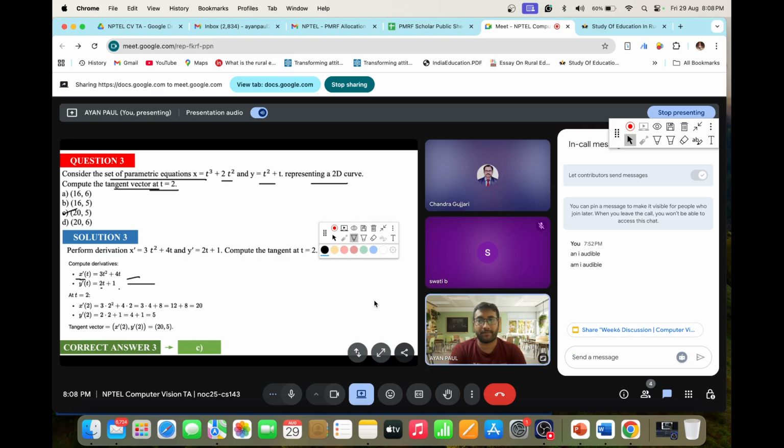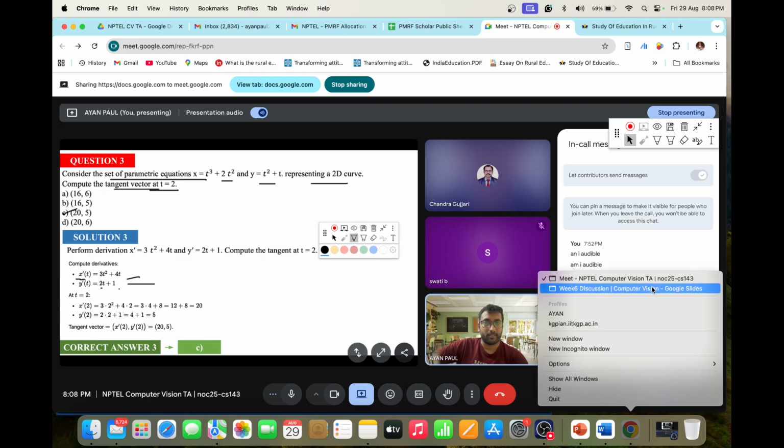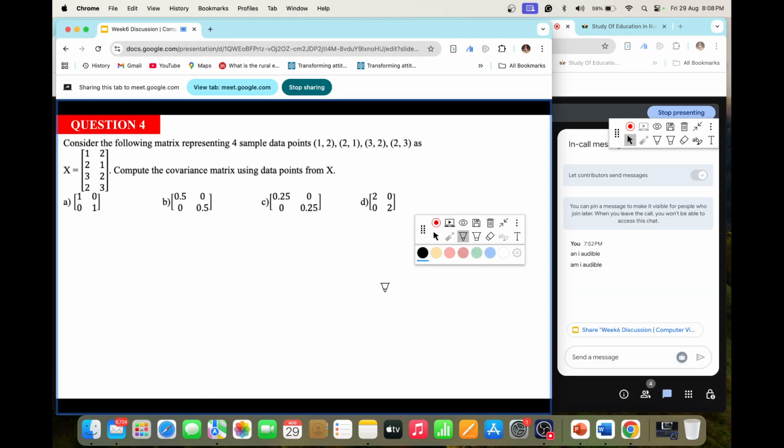It's just del x by del t, del y by del t at t equals 2 to get the tangent. It is very easy. Given the equation, we have to differentiate, and after that we have to substitute the t value. Just get del x by del t and del y by del t, or x dash or y dash, and then put t equals 2. Okay, and you will get the answer. So this is the third question.